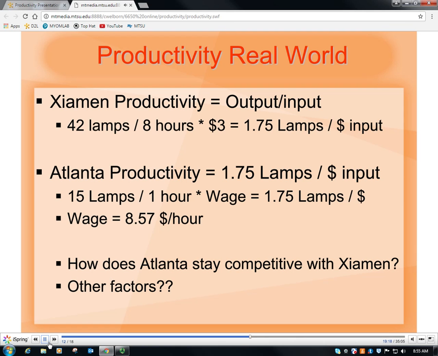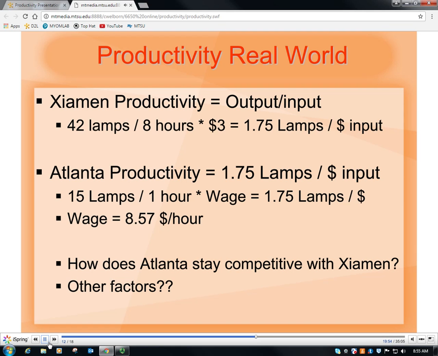I get 42 lamps out. I don't know the selling price of those lamps. I wish I did, as that would give me more detailed information about productivity, but I don't, so I use the information I have. I get 42 lamps out, and I think about what I put into this system. From an owner or manager standpoint, I have 8 hours of labor and I pay $3 an hour, so there are 24 labor dollars that went in. So I do that ratio, and I see that I have 1.75 lamps per dollar of input. That's per labor dollar of input.